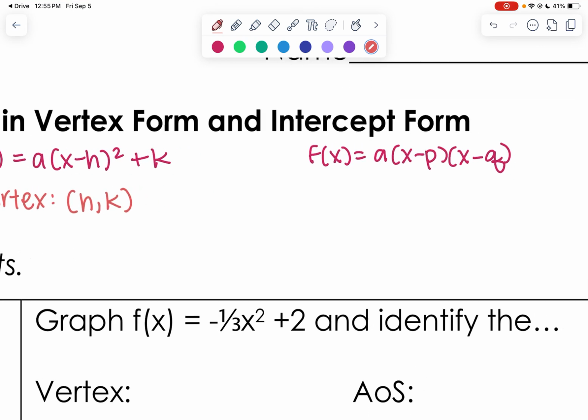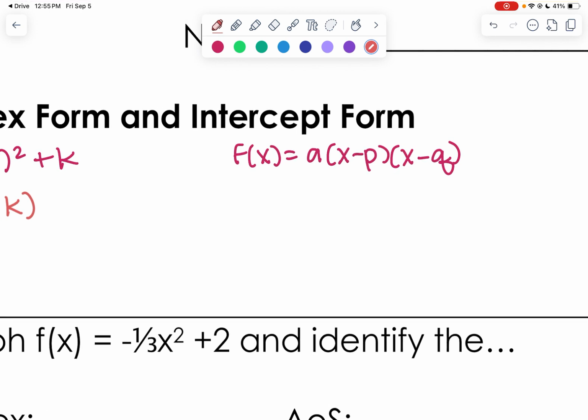Okay, now over here, to find the vertex, you're going to add p and q together and then divide it by 2 because your vertex should be between your x-intercepts. Like it should be halfway between those. So that would be p plus q divided by 2. That's how you find the x part of it.